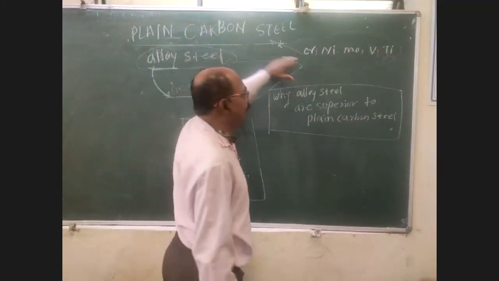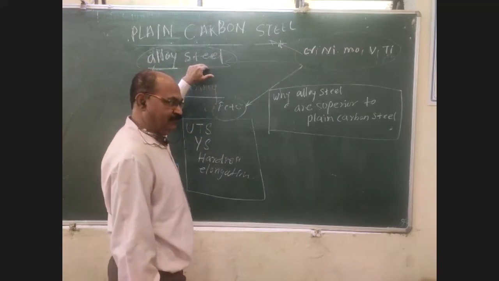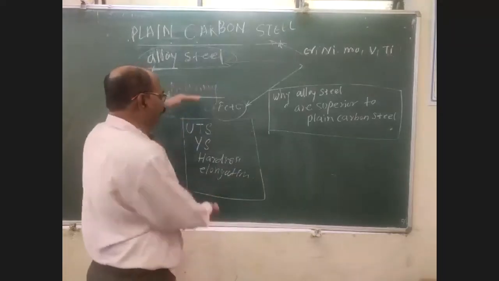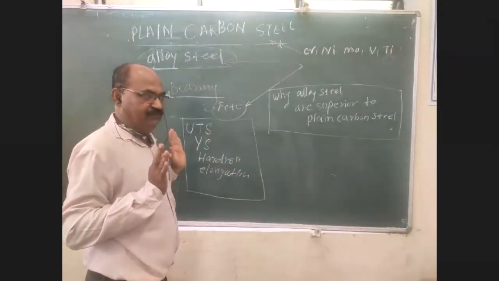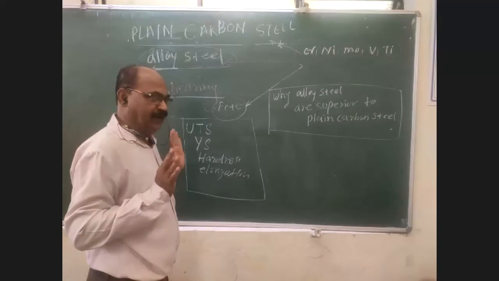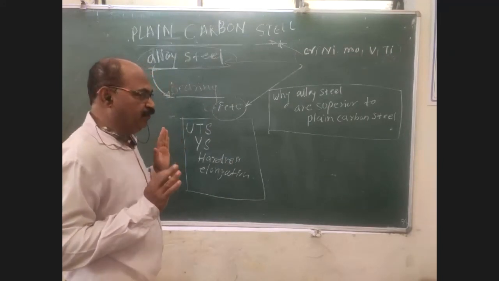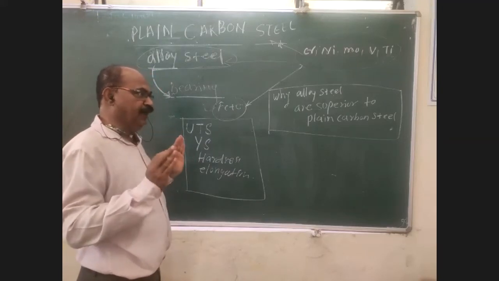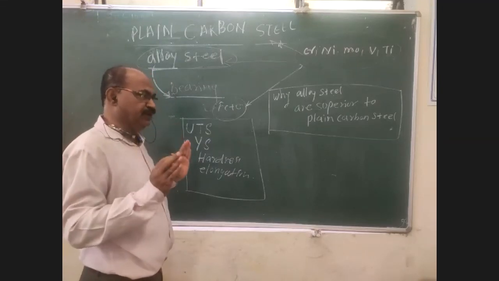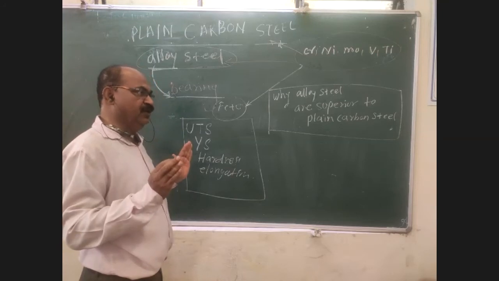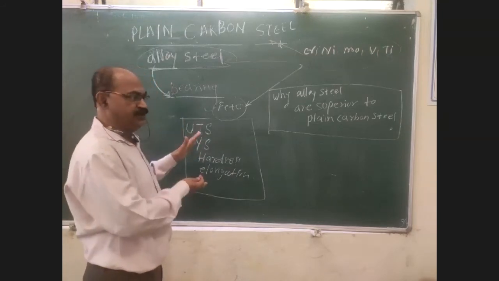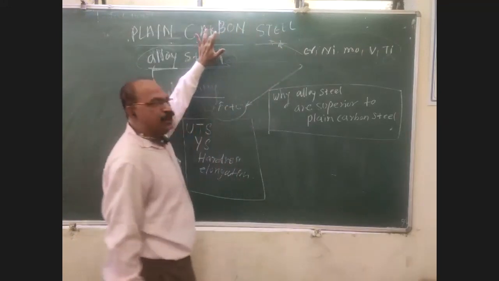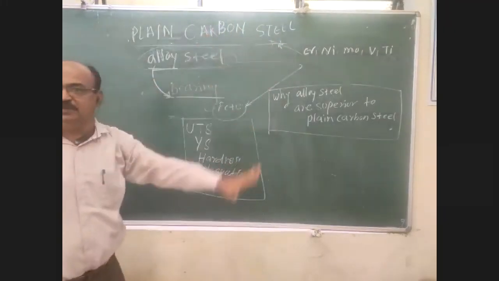If we add this alloying element in steel, it will become alloy steel. Why is there a need to add? Very simple answer: to increase the mechanical property. Which are the mechanical properties? Tensile, yield, elongation, hardness, wear resistance, corrosion resistance, abrasive resistance. Whatever resistances are there, all will get increased. But these alloying elements do not exist in plain carbon steel.